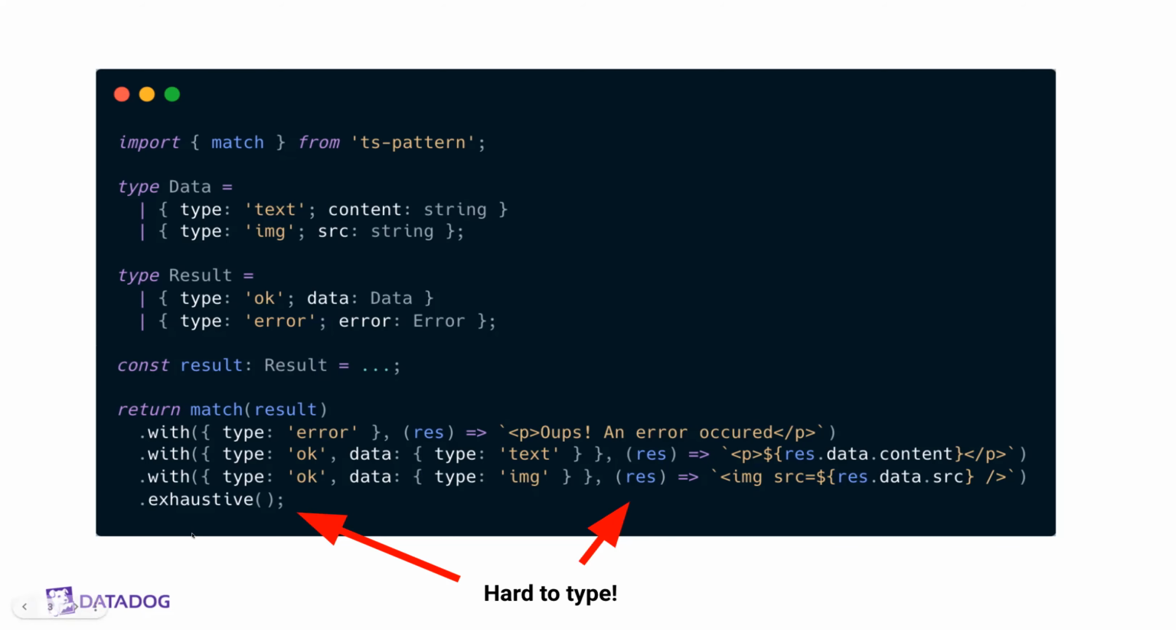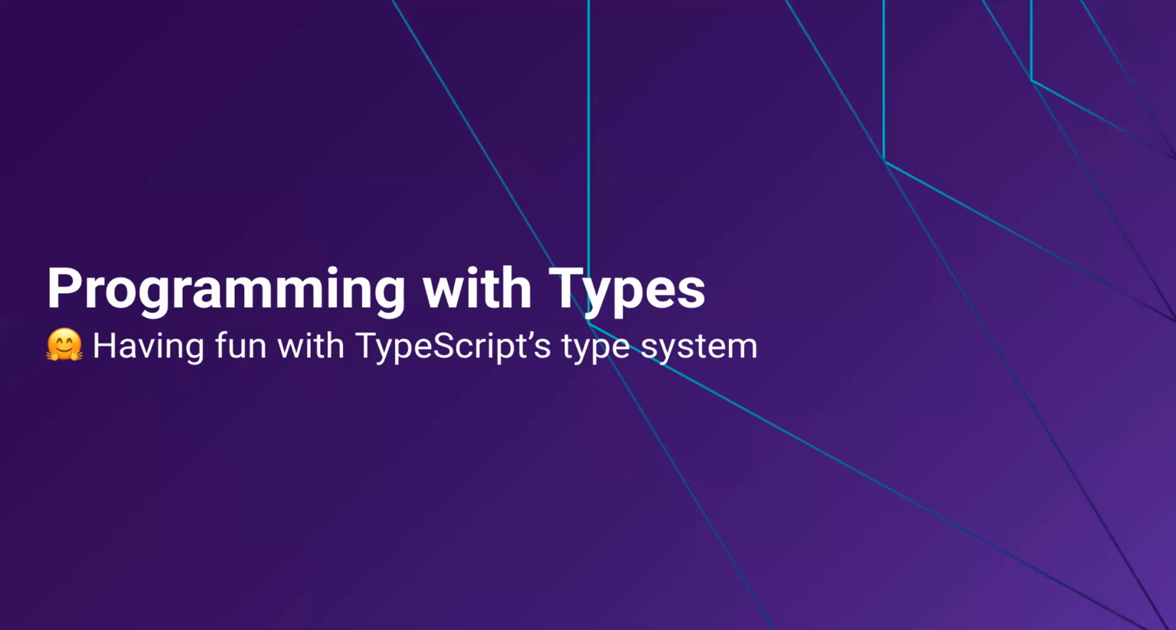Another feature of the library is to check that you are handling all of the possible cases, and that's another thing that's pretty hard to do. In order to do that, you need to have some real programs, but at the type level. So here's my presentation.